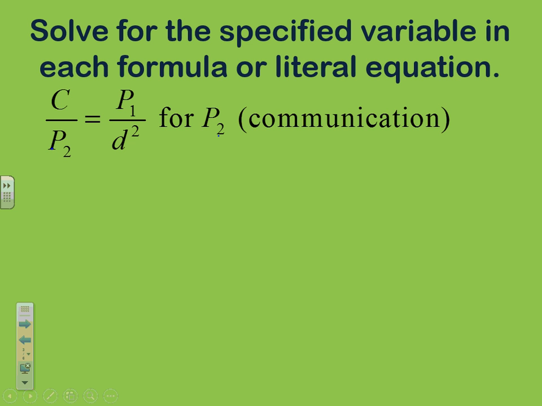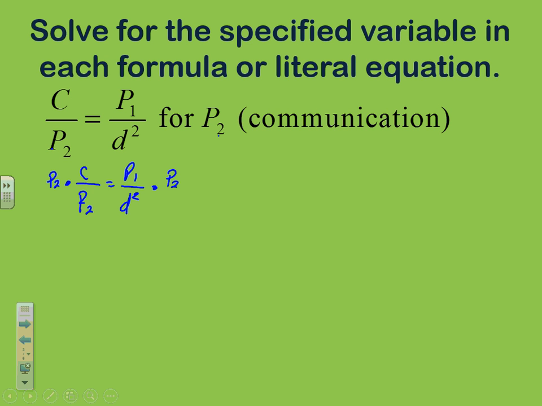So I'm going to just rewrite the problem here because the text is kind of in the way. I'm going to say c over p sub 2 is equal to p sub 1 over d squared. And we're going to get this p sub 2 out of the denominator by multiplying in the numerator on both sides of the equal sign.